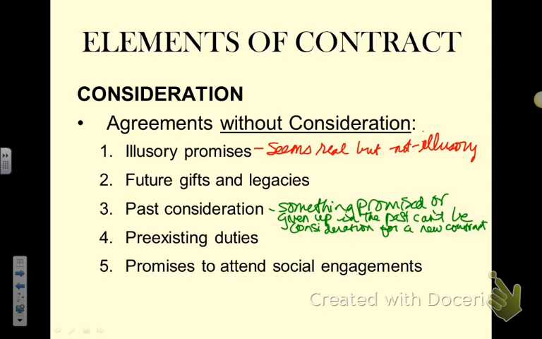Future gifts and legacies. Let's say I promise in the future, I like Courtney so much that I promise that when she turns 21 years old, I'm going to give her my fur coat. Okay? She says, okay, sure. So she turns 21, she comes back to me, and she says, Ms. McGrath, I'm 21 now. And I'm like, yay, congratulations. Hug, hug. Okay?